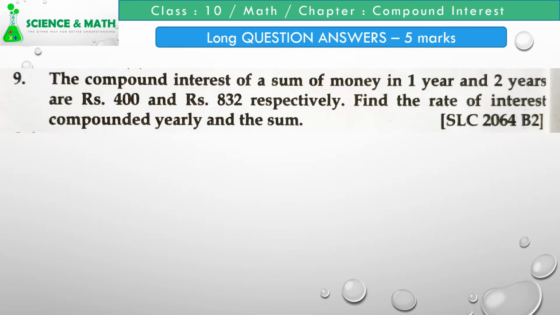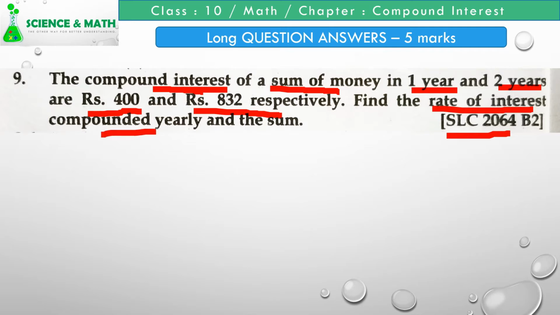Question number 9. The compound interest of a sum of money in 1 year and 2 years are rupees 400 and 832 respectively. Find the rate of interest compounded yearly and the sum. This question is asked in SLC 2064. Here in the question, there is a sum of money whose compound interest in 1 year is rupees 400 and the compound interest in 2 years is rupees 832. Now we need to find the rate of interest that is compounded yearly as well as the sum.